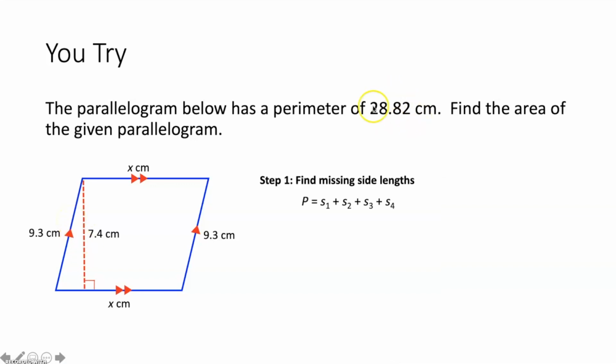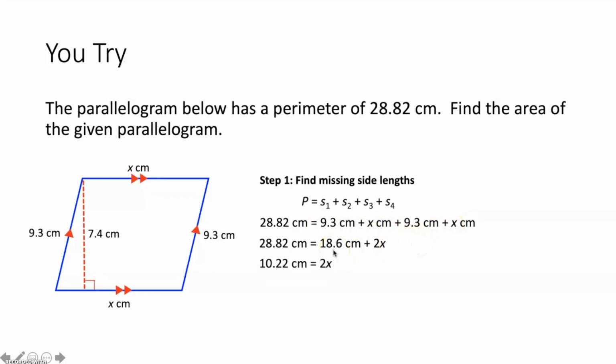Now, plug in what I know. I know the perimeter of this parallelogram is 28.82 centimeters, so that's going to go in here. I know two of these side lengths are 9.3 centimeters, and the other two side lengths are x. So I'm going to combine like terms. 9.3 plus 9.3 is going to be 18.6, and x plus x is going to give you 2x. I then subtract 18.6 from both sides, divide both sides by 2. I get x is equal to 5.11 centimeters.